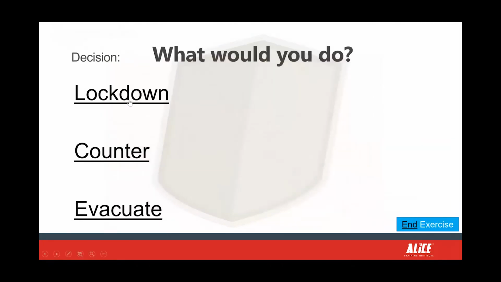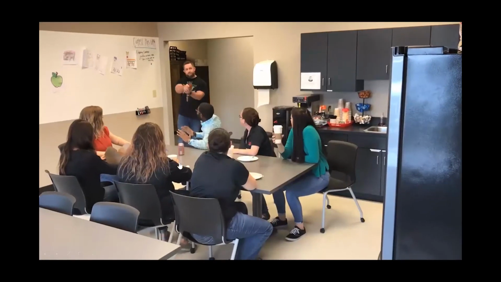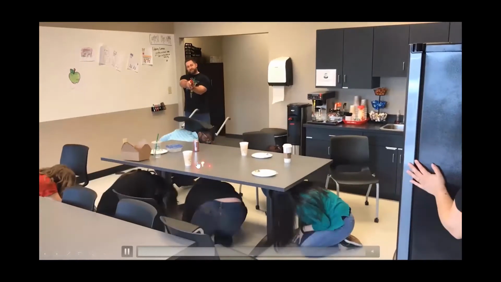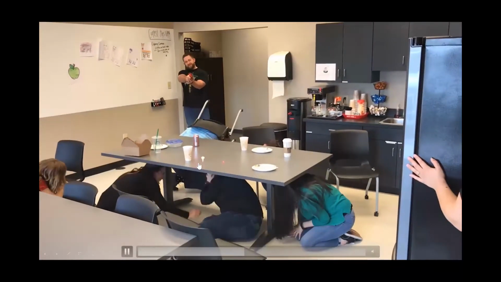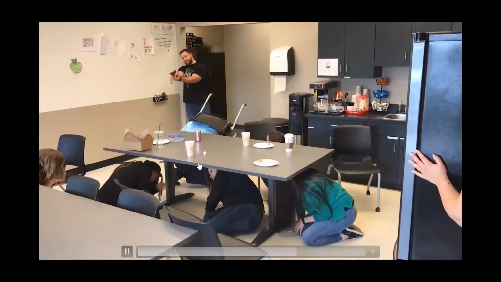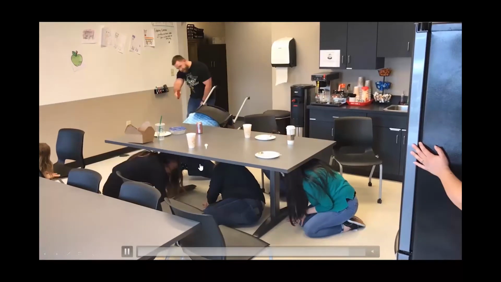Let's go back and look at lockdown. Nobody wanted lockdown with our intruder. One, it's very hard to lock down. There are no doors in this area. This is an open area. Most people we see would automatically start going underneath something or trying to hide somewhere. And again, it's very easy for the attacker to see everybody that's there.